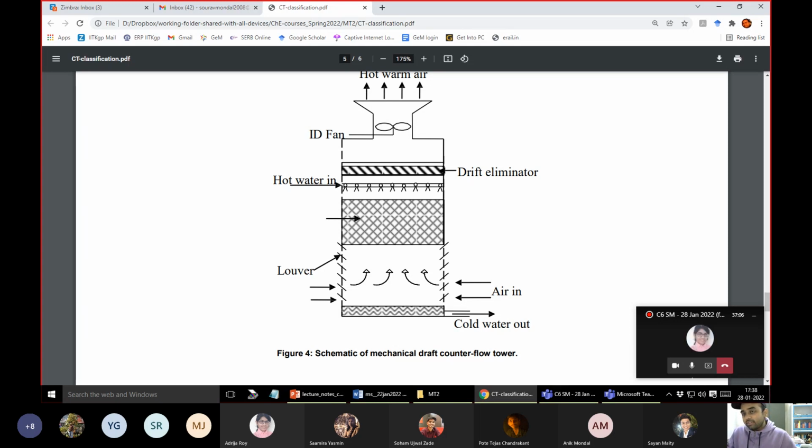Right, so the advantage of this induced draft is that the airflow velocity is maximum at the cold water outlet. So the average difference between the water and the air temperature is more in the induced type than in the forced type.